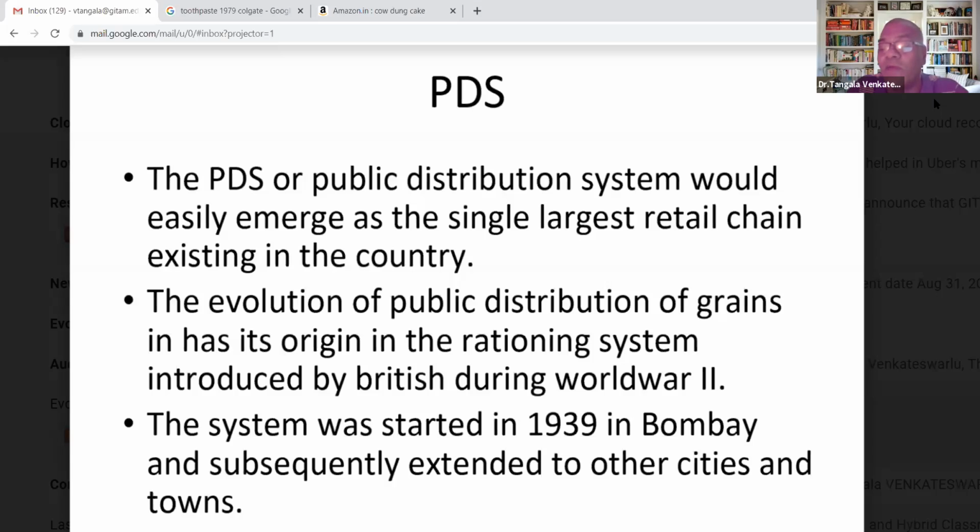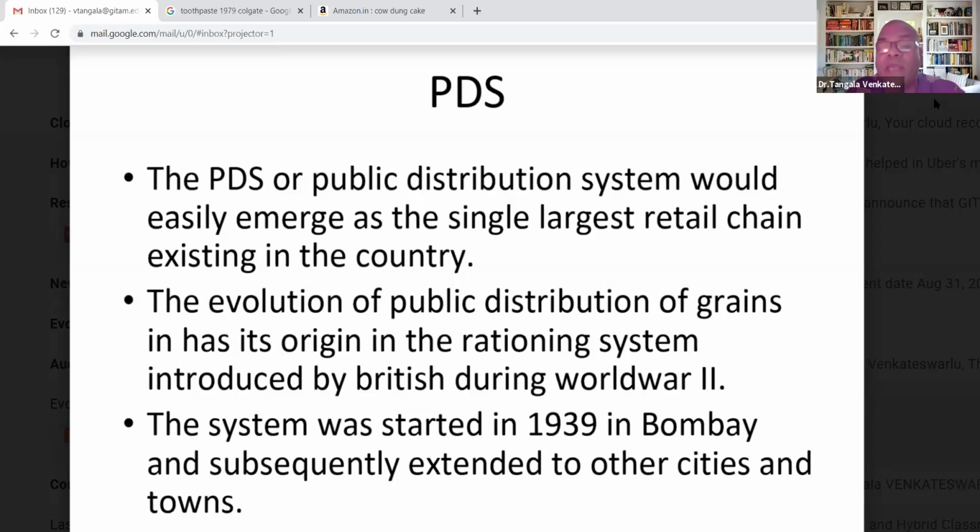So we have discussed what traditional formats are. Coming to established formats, established formats include PDS. PDS is the public distribution system. They are also called fair price shops. So what do they sell? Sugar, wheat, rice, oil to some extent.